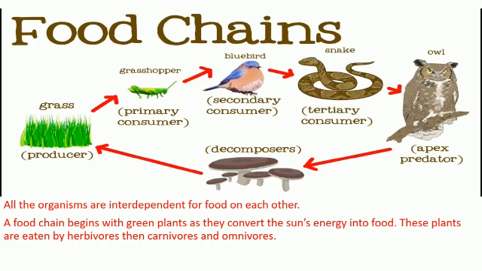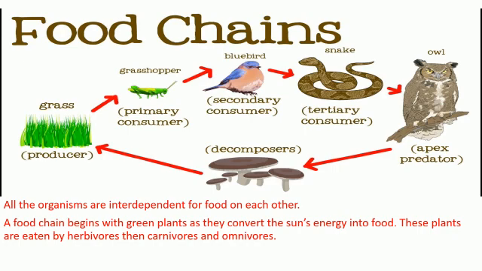Let us discuss a food chain which is showing the grassland food chain in this figure. So grass is a producer, grasshopper is the primary consumer, bluebird is a secondary consumer, snake is a tertiary consumer, and owl is a higher consumer.